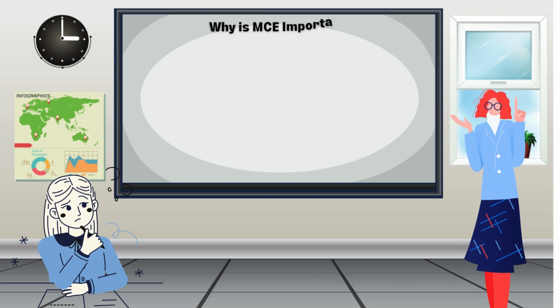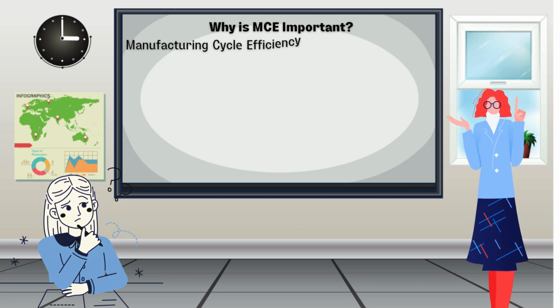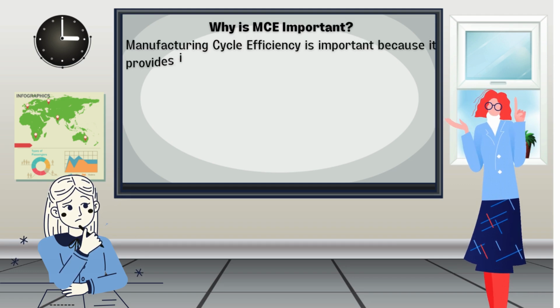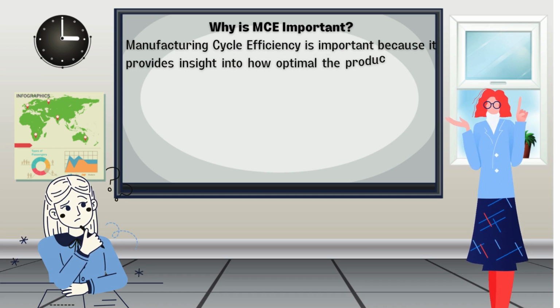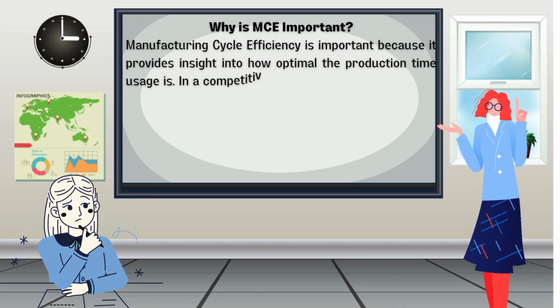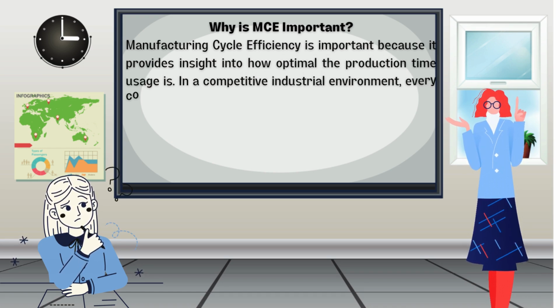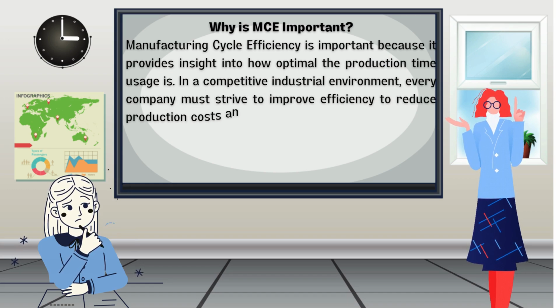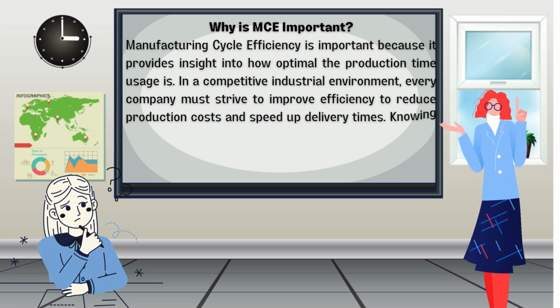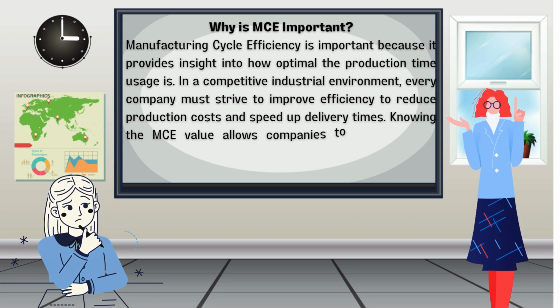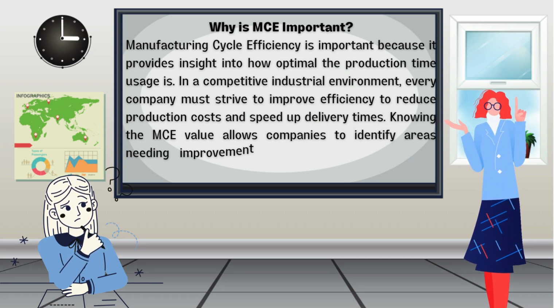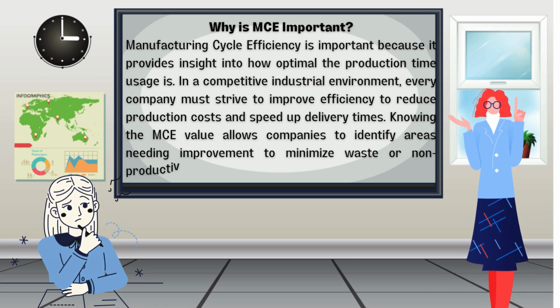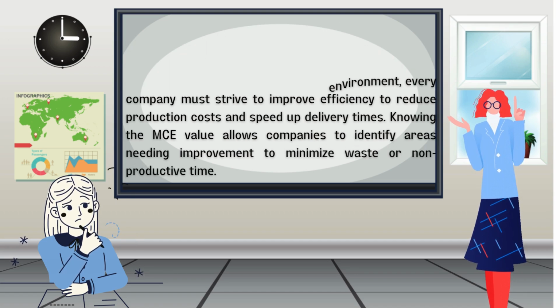Why is MCE important? Manufacturing cycle efficiency is important because it provides insight into how optimal the production time usage is. In a competitive industrial environment, every company must strive to improve efficiency to reduce production costs and speed up delivery times. Knowing the MCE value allows companies to identify areas needing improvement to minimize waste or non-productive time.